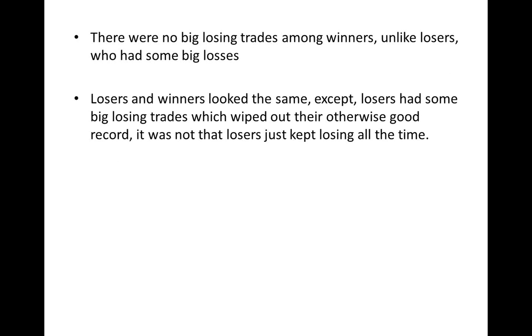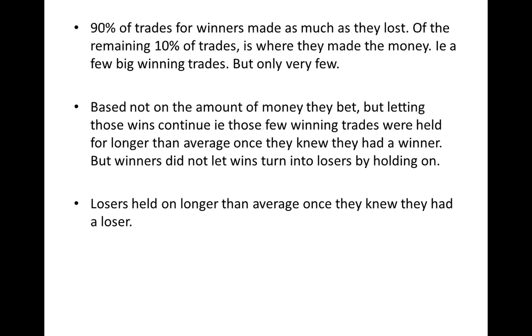And that's partly because some of them were using stop losses or trailing stop losses or limit orders and stop orders to make sure there wasn't a situation where, even if they were away from the computer, they could suffer big losses. Losers and winners look the same, except losers had some big losing trades which wiped out their otherwise good record. It was not that losers just kept losing, because obviously if they did that, they could just do the opposite of what they were doing. It was that the losers had some big, bad losing trades. So look at those slides again, the bit of the video where I talk about limit and stop orders, and understand that so you know what to do and when to do it.